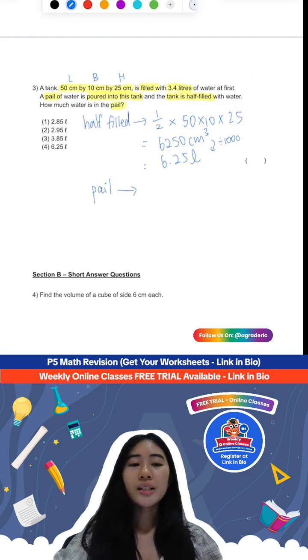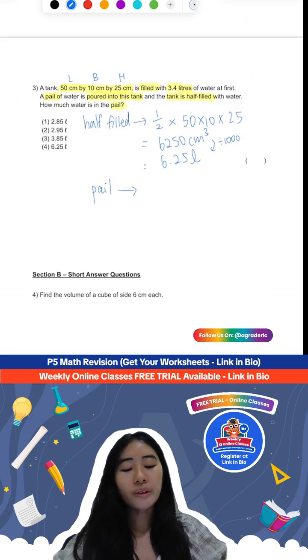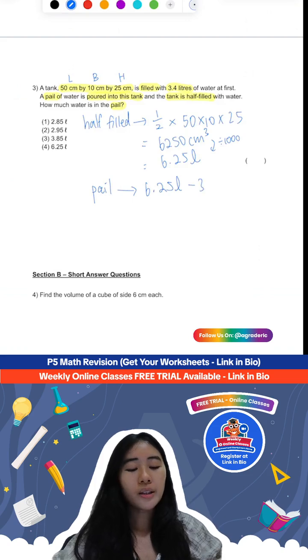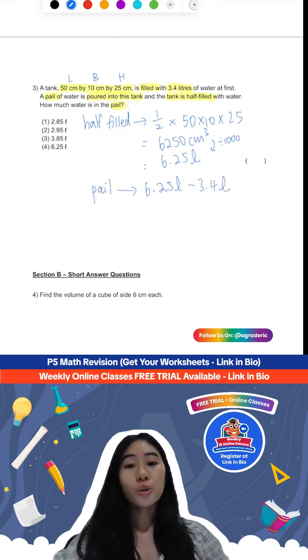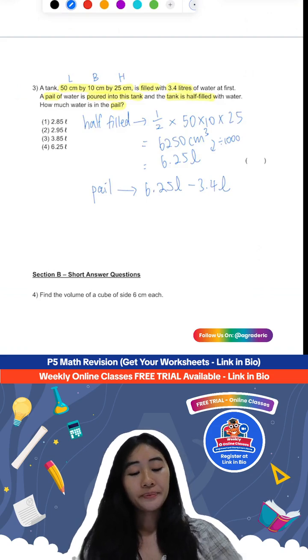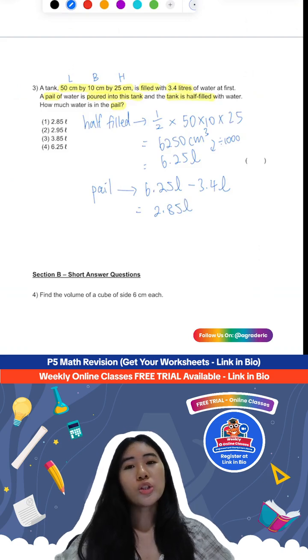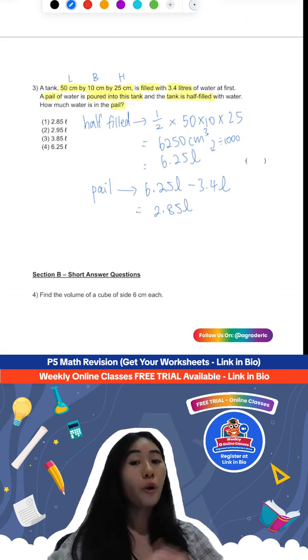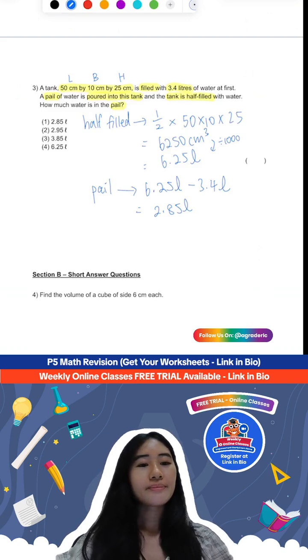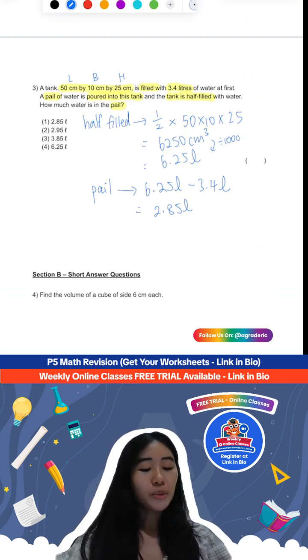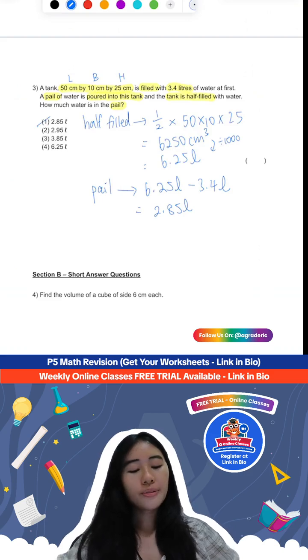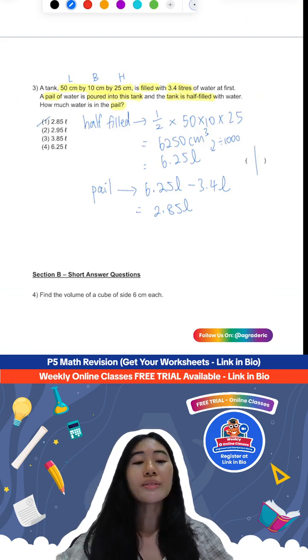Okay, Michael says minus. That's right. Pei Feng says minus as well. So you're going to use 6.25 liters, then you minus the 3.4 liters, which was there originally. Once you minus, you will get 2.85 liters, which is the water in the pail that you poured inside. So this is the answer, 2.85. This would be option 1.